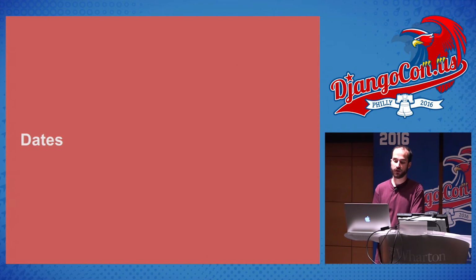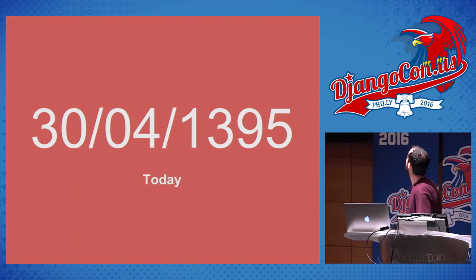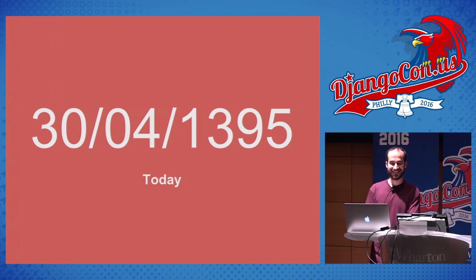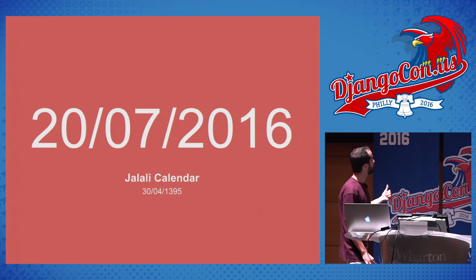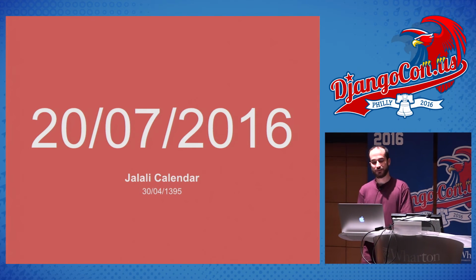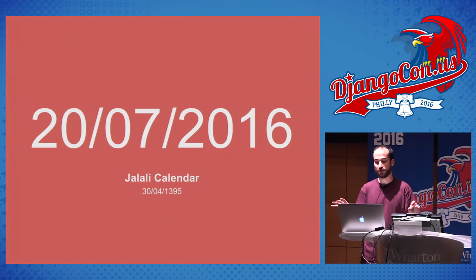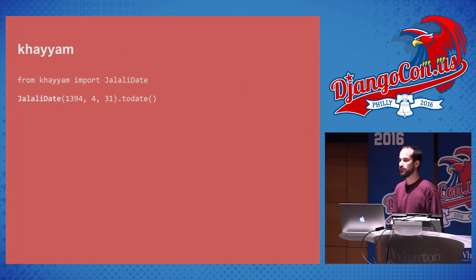Dates. This is a really fun one too. So this is today's date, right? Exactly. That is the Jalali calendar, the Persian calendar. That means they need to select dates like that, right? In the Django admin.